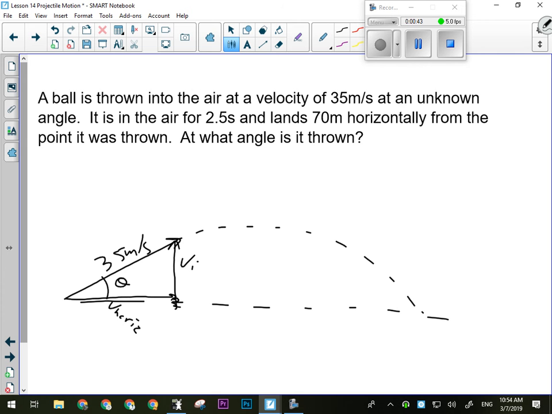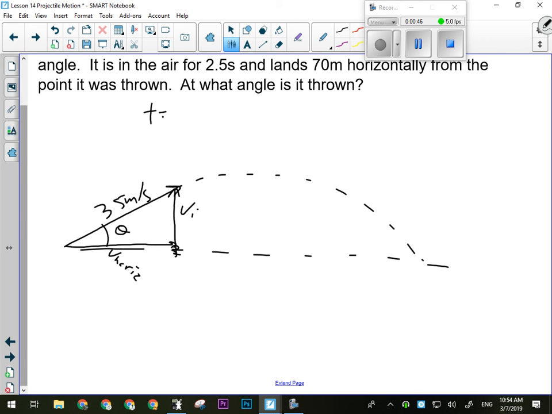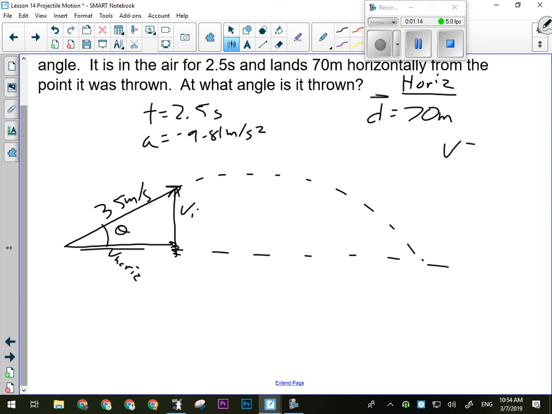So what this question told me is that this thing was in the air for 2.5 seconds. I know the acceleration is negative 9.81 meters per second squared, and I know that it travels 70 meters horizontally. What can I calculate right now? I can calculate V horizontal because horizontally it's going to travel at a constant speed. And I have the distance and I have the time.